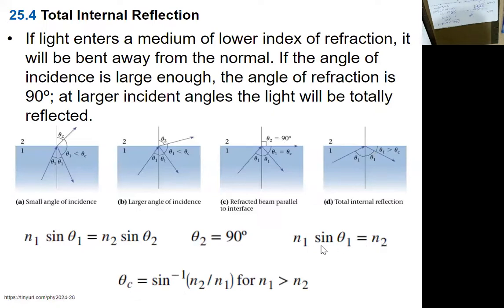And you can solve for theta 1 in that case given n1 and n2. So theta 1 will be equal to sine inverse of n2 over n1. We call this angle the critical angle, theta c, of this material. That's in the case of n1 greater than n2.